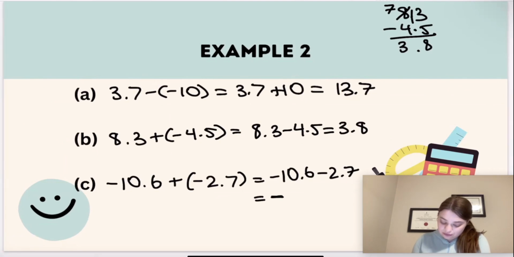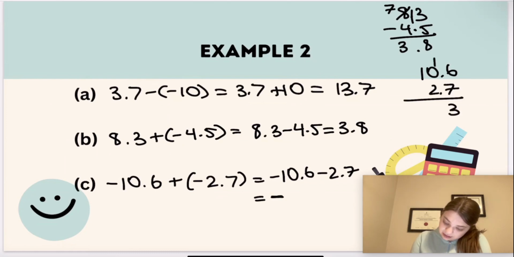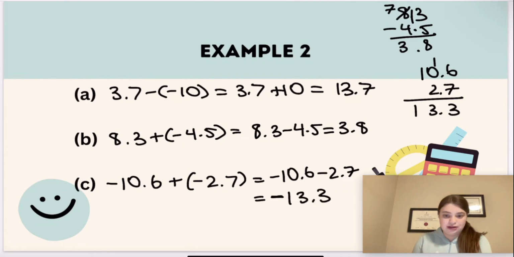So we can add these two values, but put a negative sign in front of the answer because both are negative. So 10.6 plus 2.7, that's going to give us 6 plus 7 is 13. 1 plus 2 is 3, and 1 is just 1. So therefore, this is going to be negative 13.3. And there we go.